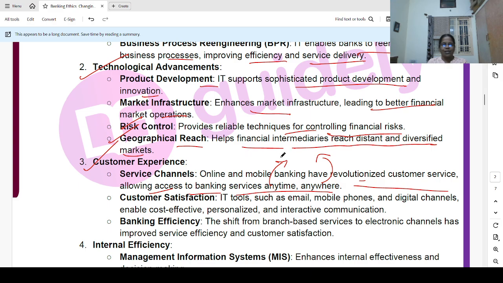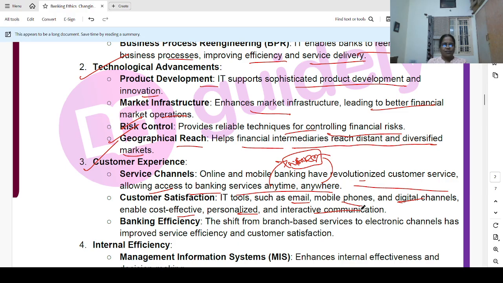Another thing is that banking services are available anywhere, anytime, even at midnight. It connects the people and creates a bond between the banker and the customer. Customer satisfaction can be attained through IT tools such as email, mobile phone and digital channels, which enable cost effective, personalized and interactive communications too.